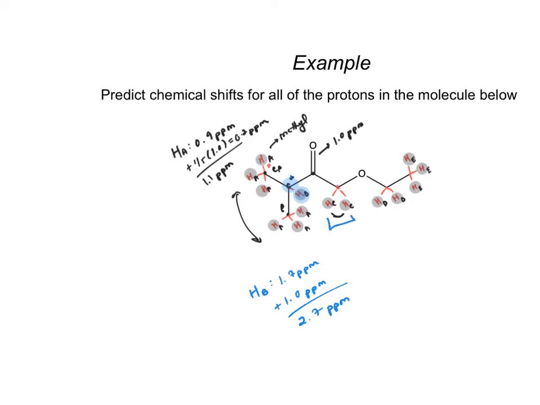We can move to this one, HC. These are methylene protons, so normally they're at 1.2 in the absence of any electron withdrawing groups. But note that this one is not only alpha to a carbonyl, it's also alpha to an ether. So the carbonyl is going to add a 1, the ether is going to add a 2.5. And so overall, we're at 4.7 for those protons.